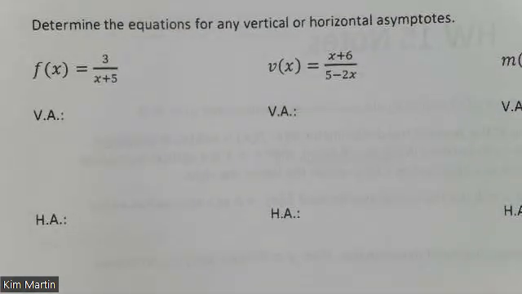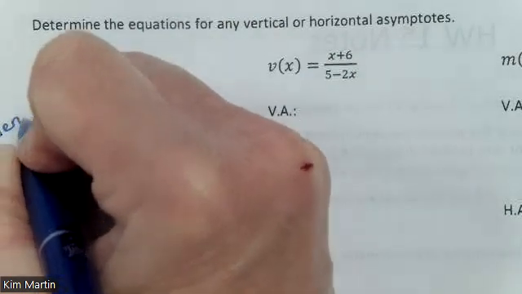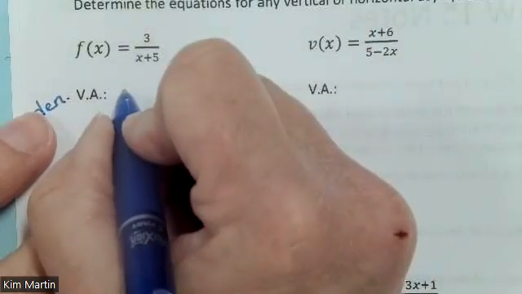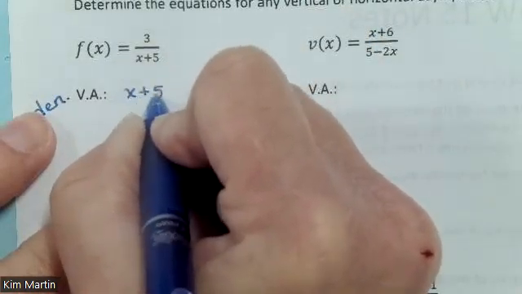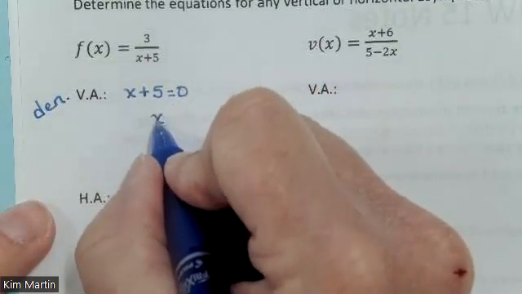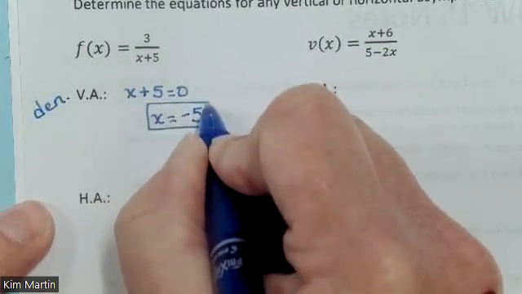All right. Now, on the front page, it will tell you this, but vertical asymptotes come from your denominator. Okay, vertical asymptotes come from your denominator. So what you do, I'm just going to put denominator over here. What you do is you take your denominator and you set it equal to 0. So what would x be? -5, good. So we have x equals -5.